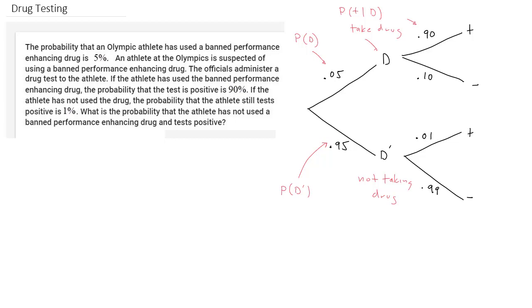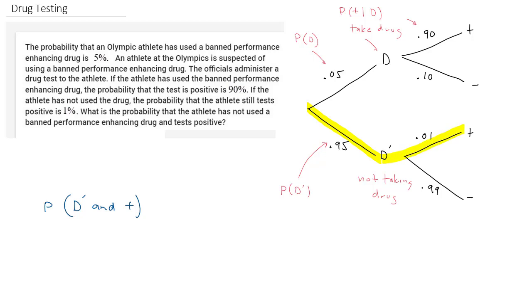So now that we have everything labeled here, we have to go ahead and figure out what it is they want us to find. So it said, what is the probability that the athlete has not used a performance-enhancing drug? So that would be the complement of D, and they test positive. That's the probability we want. And that corresponds to the branch that goes to the complement of D and then up to positive.